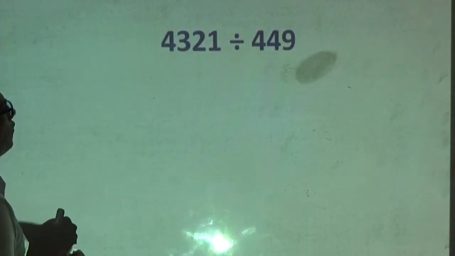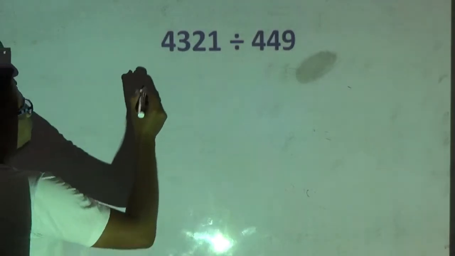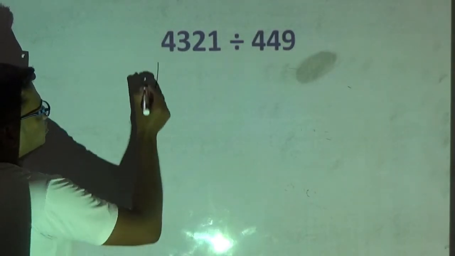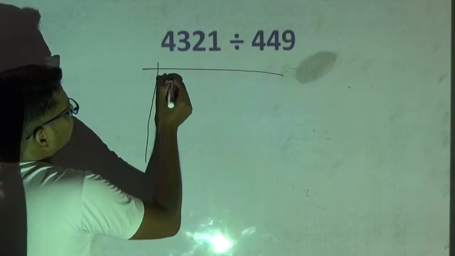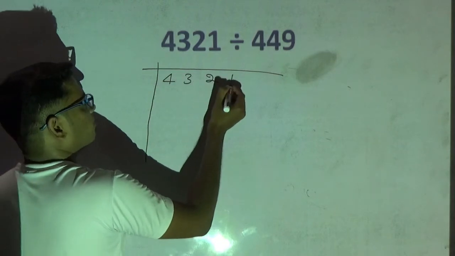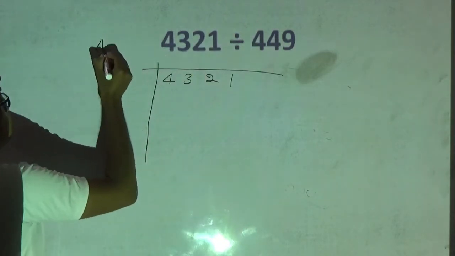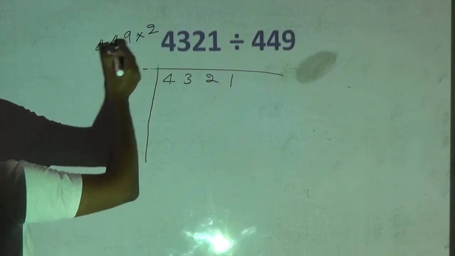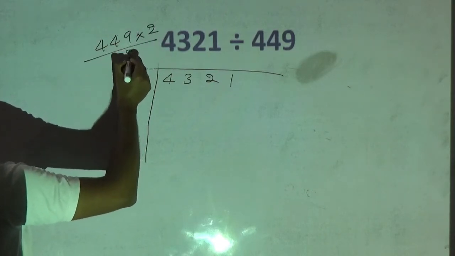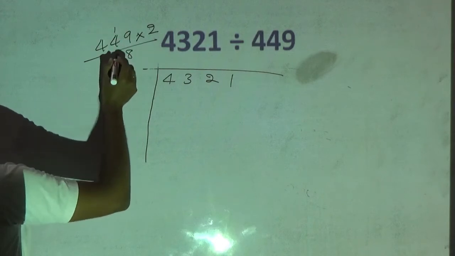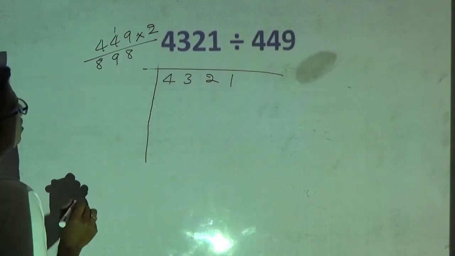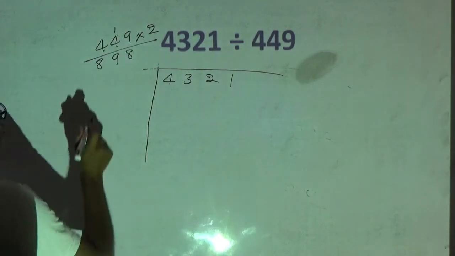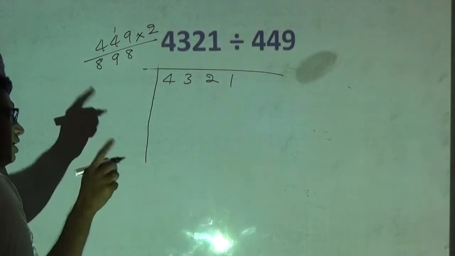I am dividing 4321 by 449. In order to make 449 near to a base, I will multiply by 2. 9 2s is 18. 4 2s is 8 plus 1, 9. This is 8. Got it? What I have done? Multiply by 2. So 898 is near to 1000.